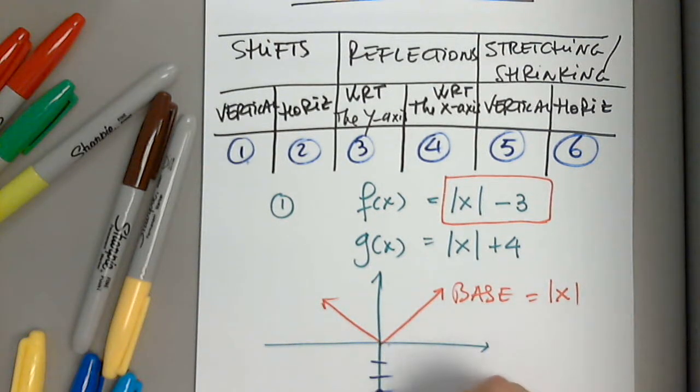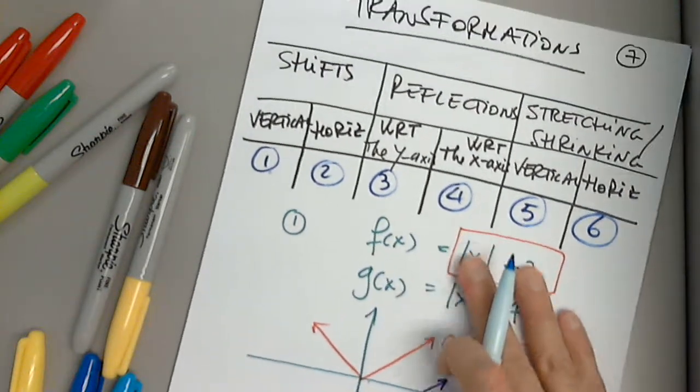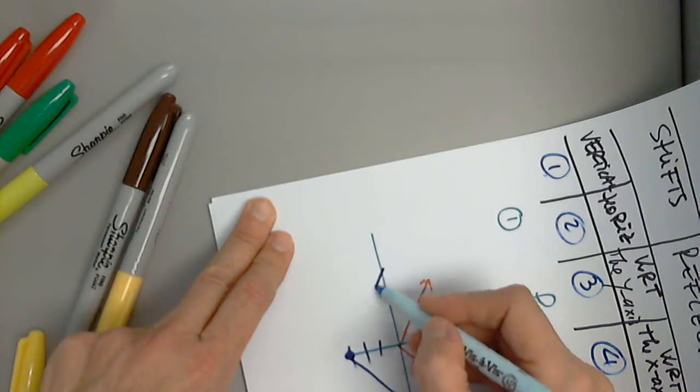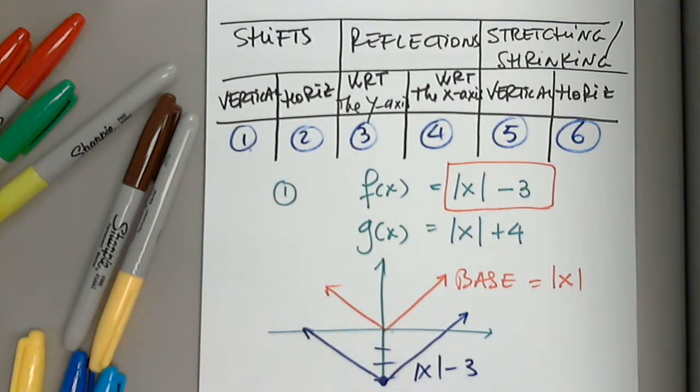So I just want to make sure that this is parallel, and this is parallel. And this is the graph of the absolute value of x minus 3. It used the base function of the absolute value, moving it down 3. Okay, what about this other function, which is g?